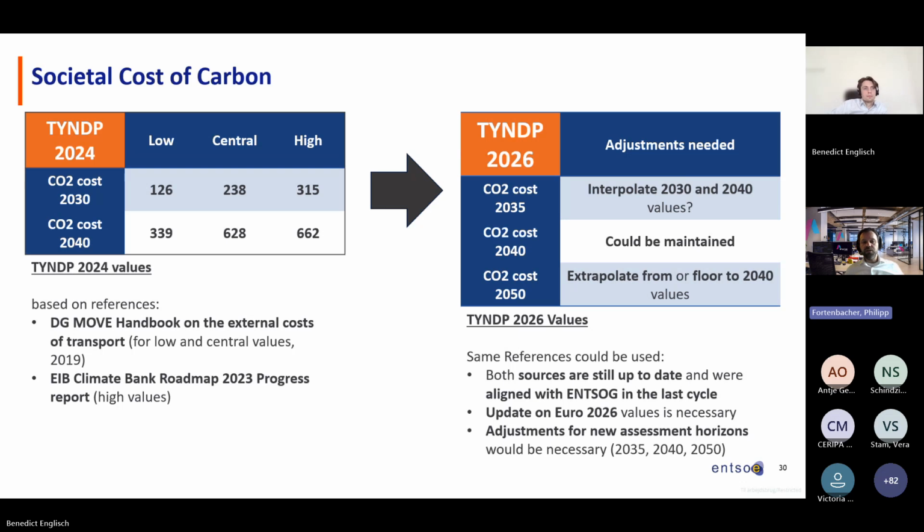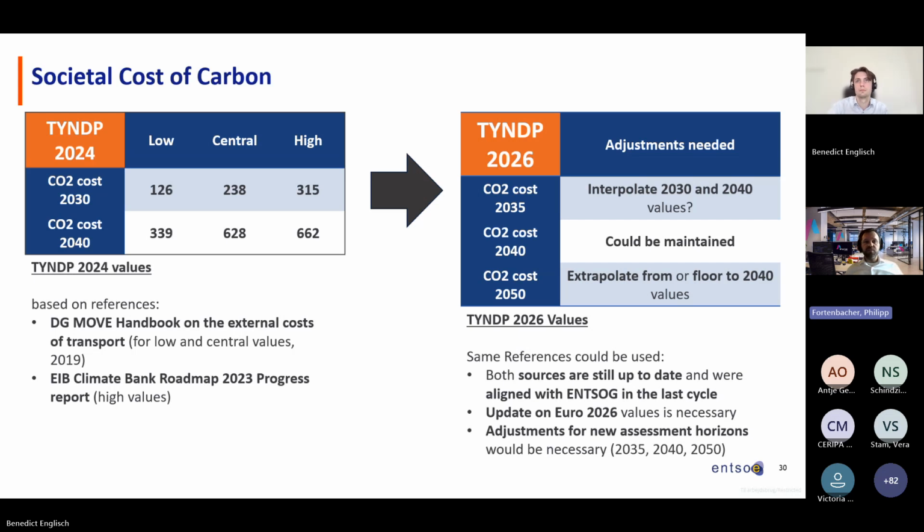Just to recall, in the TYNDP 2024, we used two sources: one from the DG MOVE handbook, and the other from the European Investment Bank. Both sources provide low, central, and high values for the given target horizons. Now, if we are moving to TYNDP 2026, we have learned that we have different target horizons, so we have to adapt.